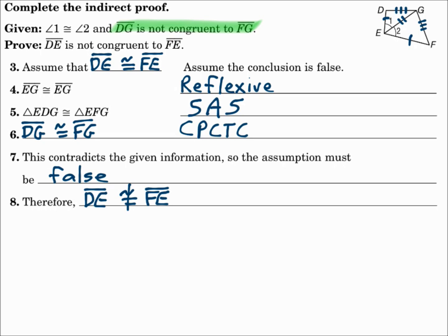So with an indirect proof, assume the opposite of the conclusion. In this case, we are trying to prove two segments are not congruent, so we assume that they are. And because of what we already know, if those segments are congruent, then the triangles are congruent. And if those triangles are congruent, then all of the corresponding parts are congruent, including segment DG and segment FG. However, we were given that segment DG is not congruent to segment FG. So that's our contradiction. The assumption is false, so the original statement must be true.